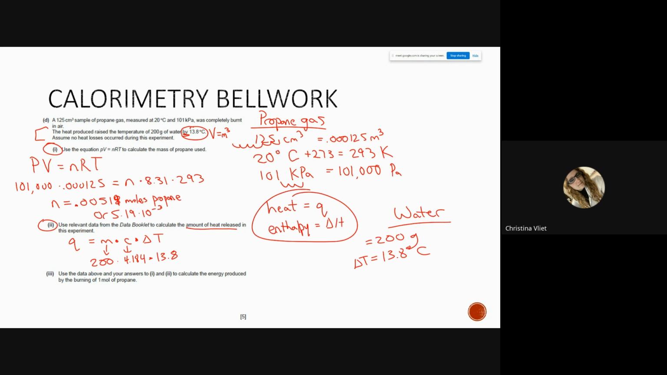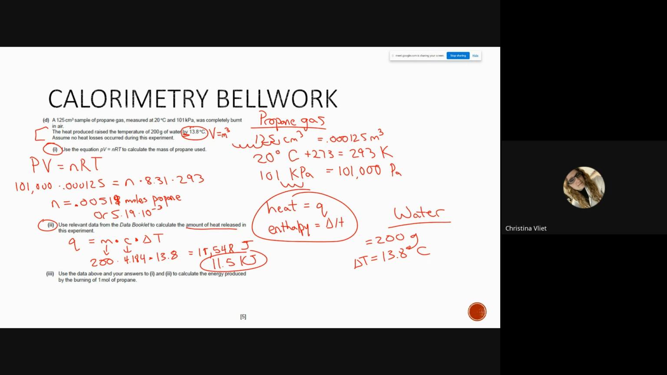11,540. I get 11,548 joules. What would that be in kilojoules? I like kilojoules better. 11. And I'm going to do 3 significant figures because too many numbers. 11.5 kilojoules.